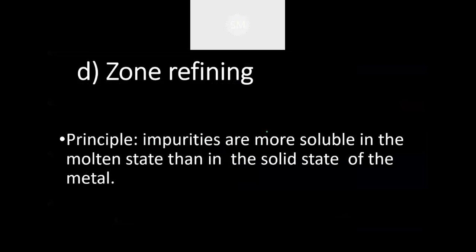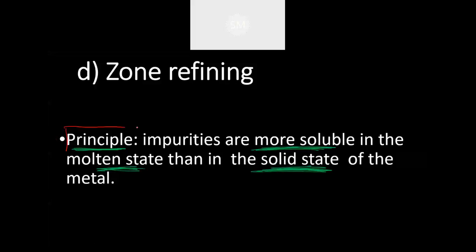We'll go to the next process. The next process over here is zone refining. Zone refining is based on a principle. Impurities are more soluble in their molten state rather than in their solid state. Because in the solid state you can't dissolve anything, separation becomes difficult. So what we do is we melt them. When you melt them, these impurities will get dissolved and separation will be easier. That is the zone refining principle.